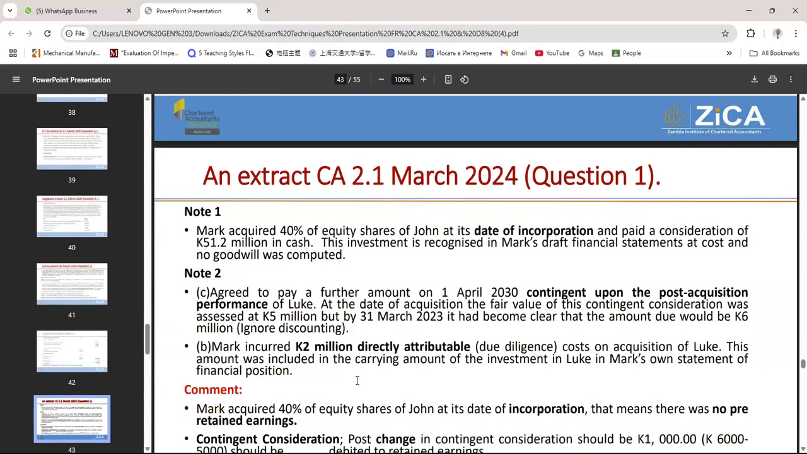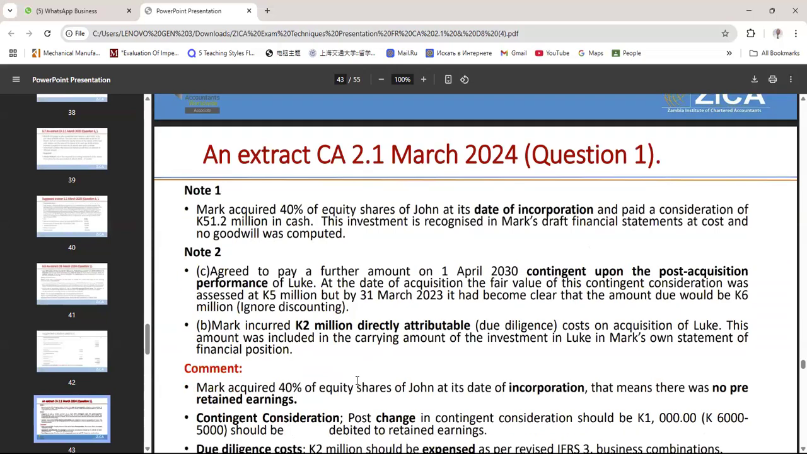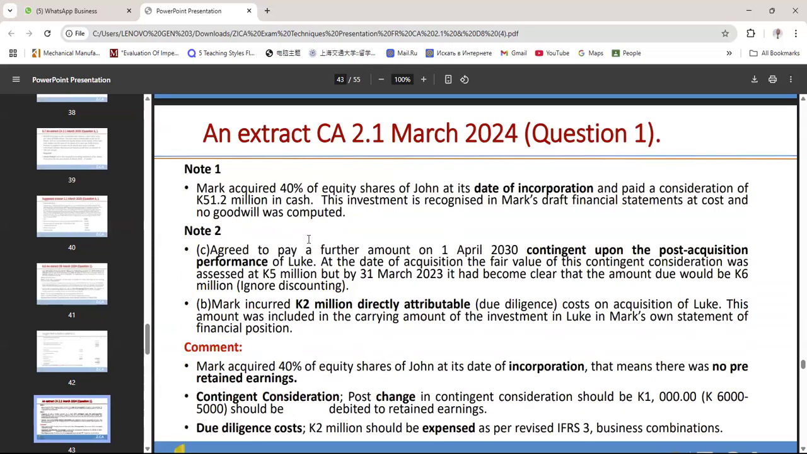March 2024, for CA2.1, they said they acquired 40%. When you acquire between 20 and 50 percent, it is an associate, we use equity accounting. But what were you told? It was acquired at the date of incorporation. I think if you check last sitting, that's what happened for CA2.1. So when you say at the date of incorporation, it means when the company was formed. So it means there was no pre-acquisition. So the entire amount was post-acquisition.